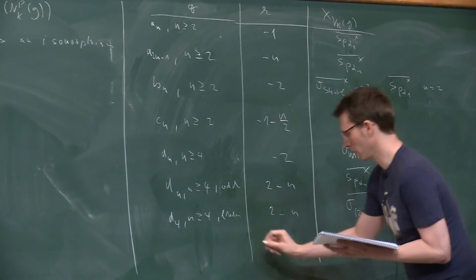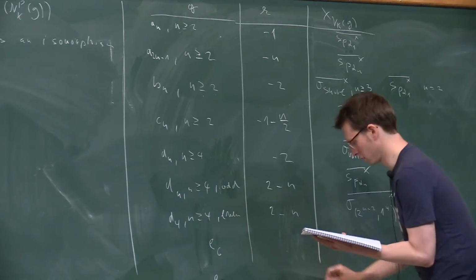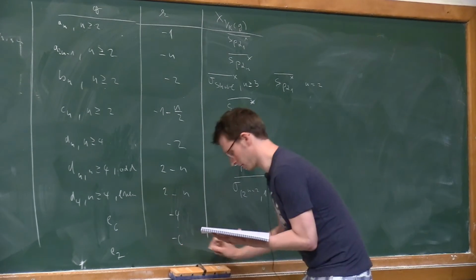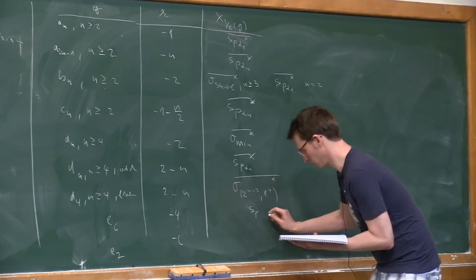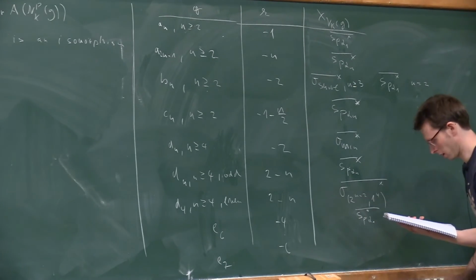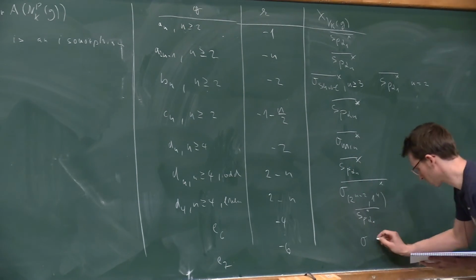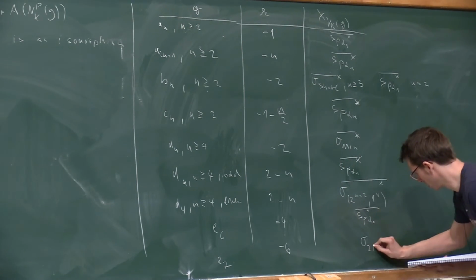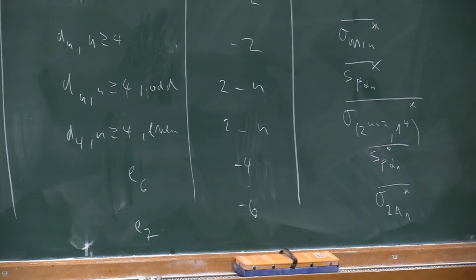And for E6 and E7, minus 4, minus 6. For E6, it's again some Dixmier sheet. And for E7, it's a nilpotent orbit. There is some classification, and in this classification I just denoted it by 2A.